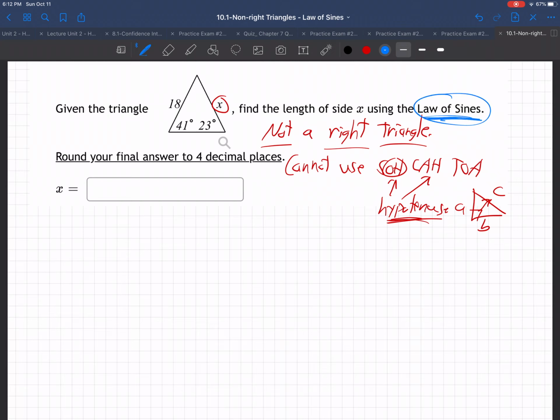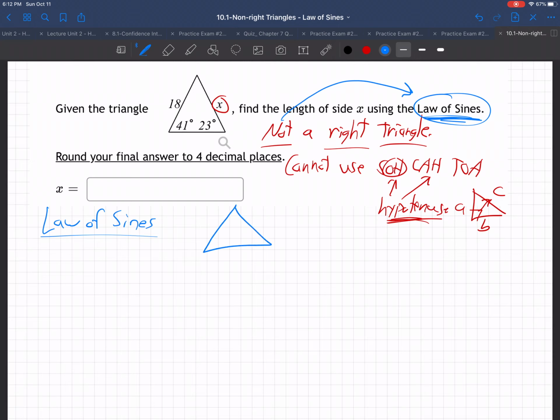So use the law of sines, and in the next section, the law of cosines, when you don't have a right triangle. That's what this is about. Because we do not have a right triangle, we use the law of sines. What is the law of sines? It basically says that any side, well, how about I just draw a triangle right here.